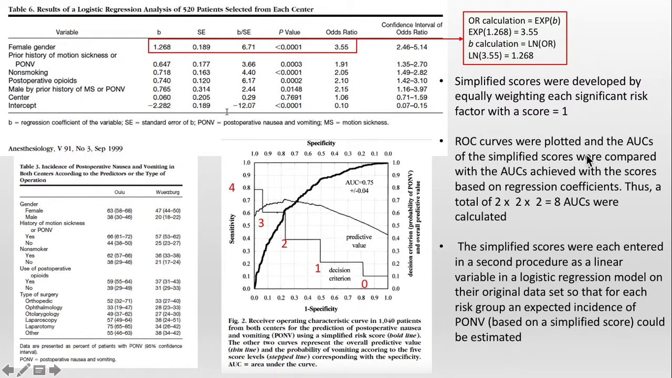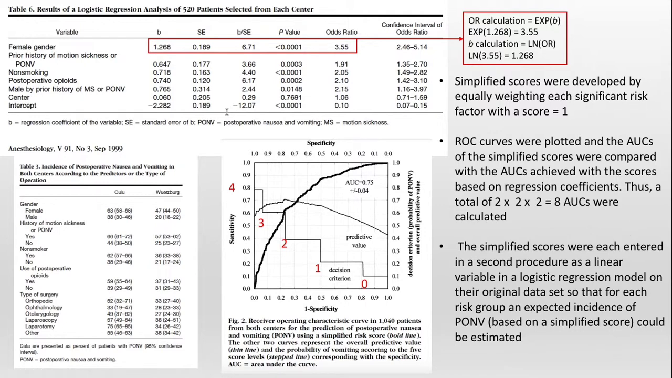But what they did is they developed simplified scores, where they equally weighted each one of these risk factors, even though they don't appear to always be equal. And they did some complicated statistics in there, and I'd encourage you to read over it. You don't need to memorize it, but just get a sense of what they tried to do. They plotted multiple ROC curves using the simplified score, and then they compared the area under the curve, and they really didn't see that much difference when they just used a single score of 1 as opposed to the actual odds ratios.